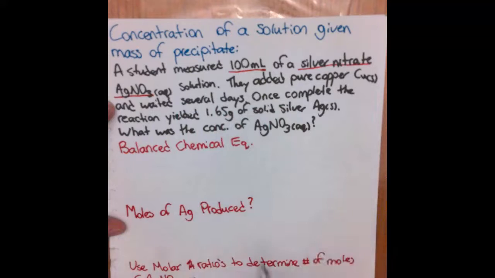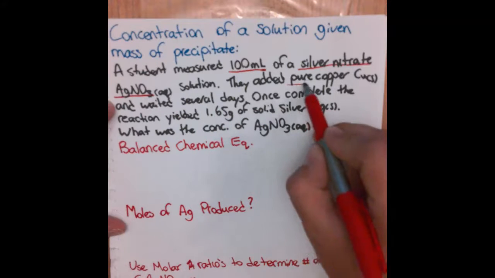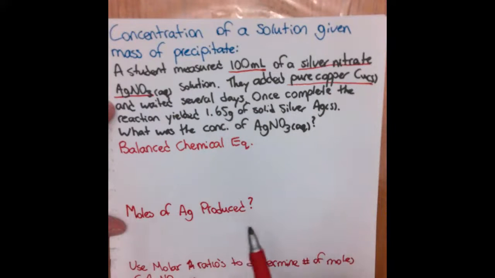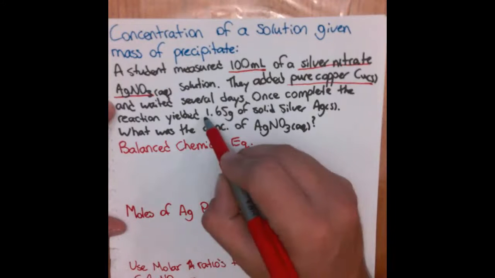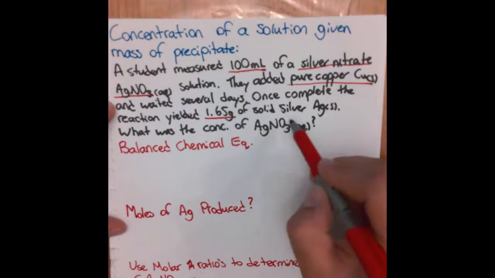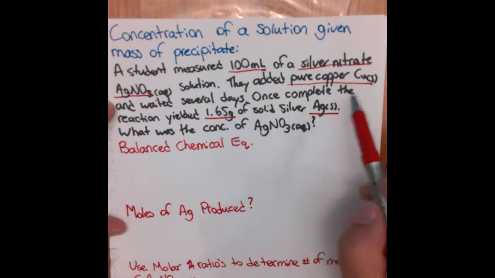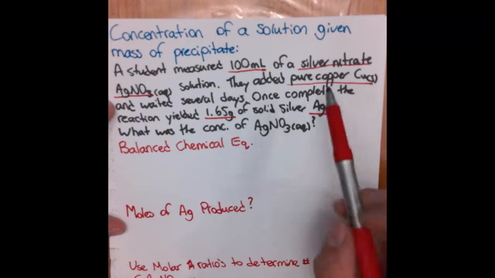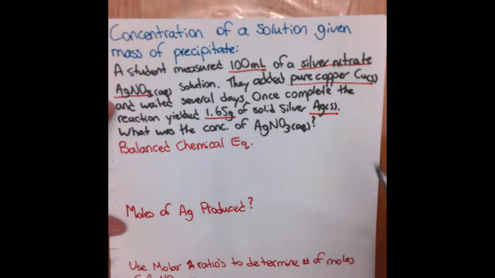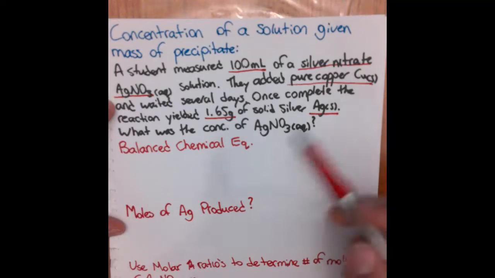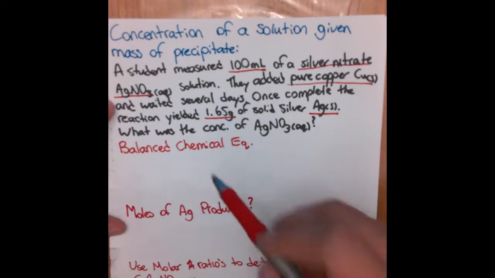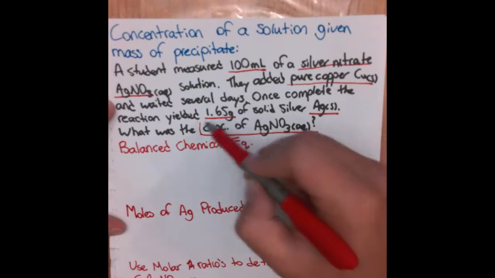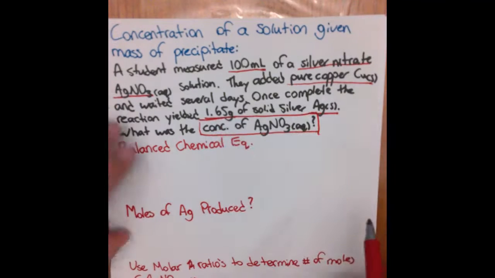So they had 100 milliliters of silver nitrate and they added pure copper, or Cu, and waited several days. Once complete, the reaction yielded 1.65 grams of solid silver. As soon as we see a solid going in on a reactant side and a solid coming out on our product side, we can basically guarantee that this is going to be a single displacement reaction. And what we're looking for is the concentration of our silver nitrate.